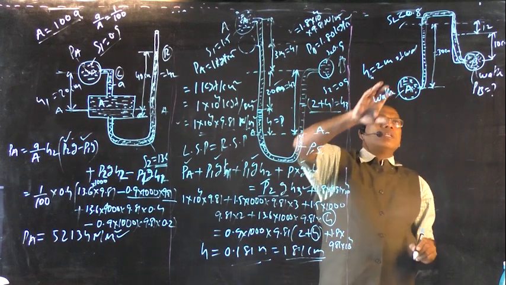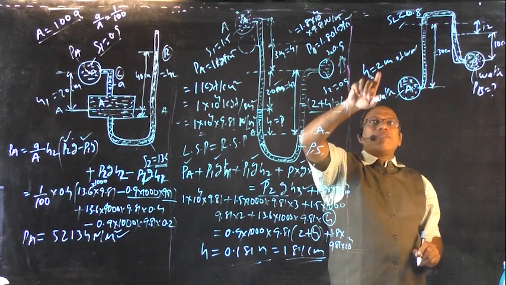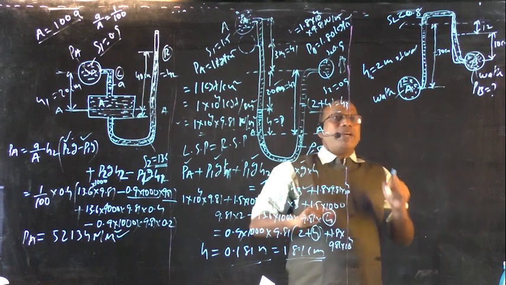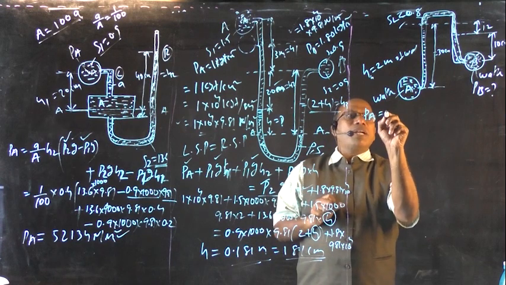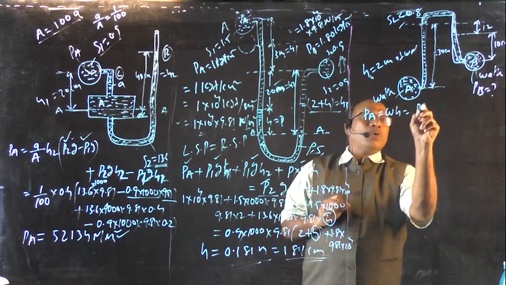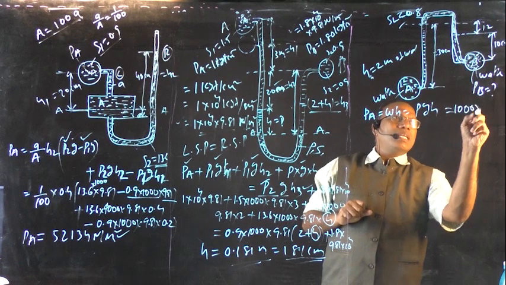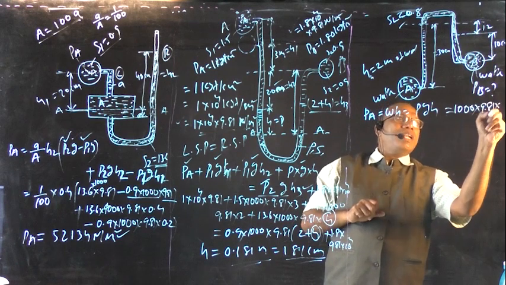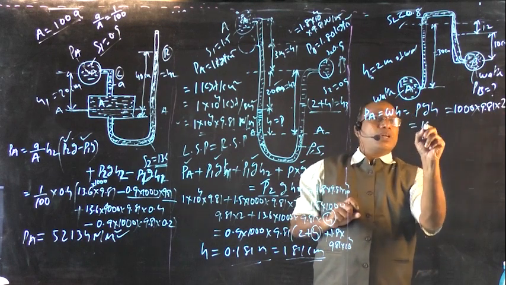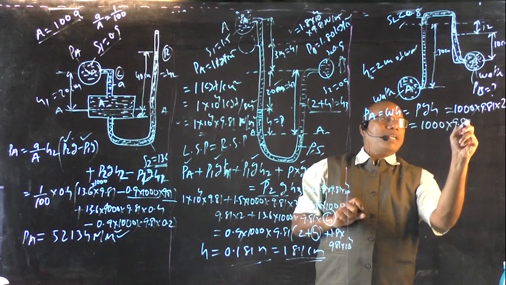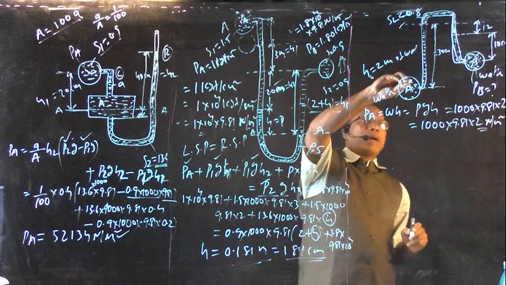Based on this problem, we are going to determine the pressure in pipe B. The pressure head in pipe A is given. Therefore, the pressure in pipe A, P, is equal to rho g h. The density of water is 1000, g is 9.81, and h is given as 2 meters. So P equals 1000 into 9.81 into 2 Newton per meter square. This is the pressure in pipe A.